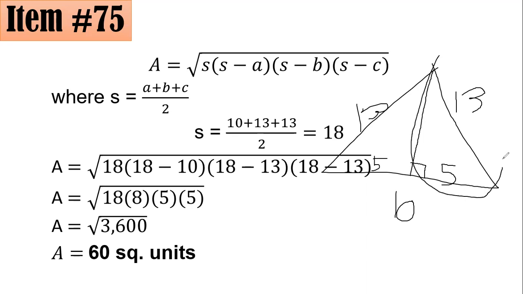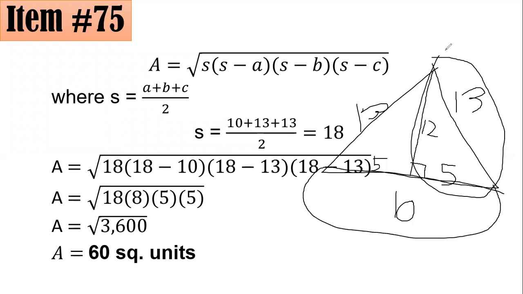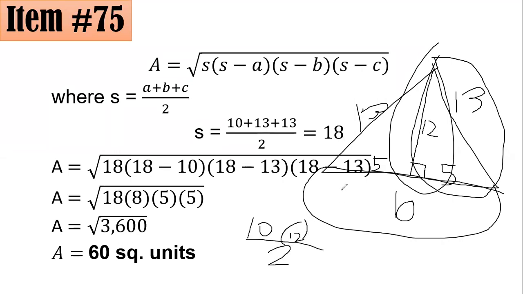Notice nyo ito, magiging 5. So di ba 5, 12, 13, Pythagorean triple yan. So 12 ito. Hence, you have a triangle whose base is 10 and whose height is 12. That's why magiging 10 times 12 na height niya all over 2. Di ba yung area ng triangle is base times height divided by 2, which is still 60 square units din po. So yan. Nakuha po natin.